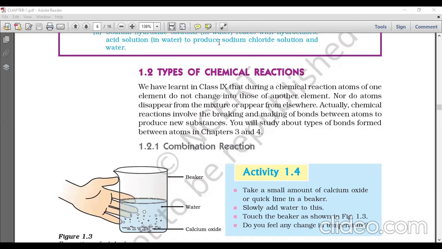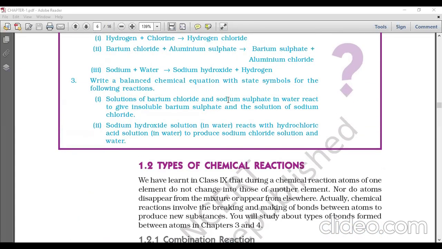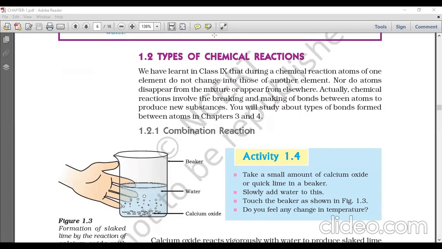Hello everyone. In this video, we are going to study the types of chemical reactions. If you observe here, it is given on this page that we have learnt in class 9 that during a chemical reaction, atoms of one element do not change into those of another element.